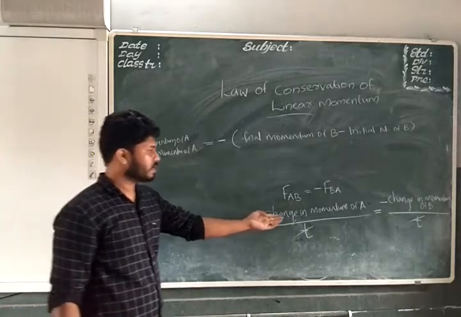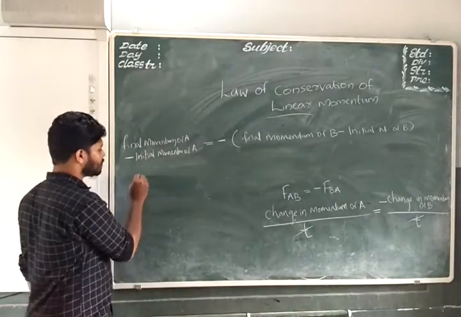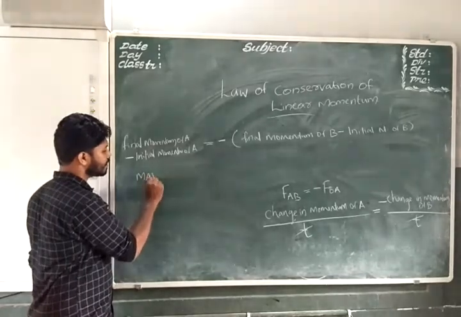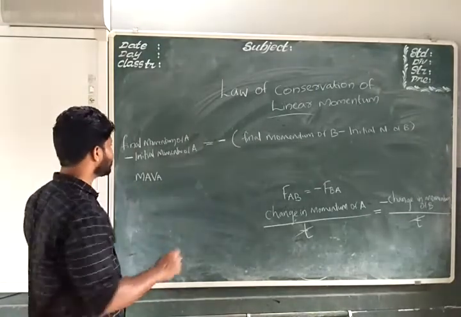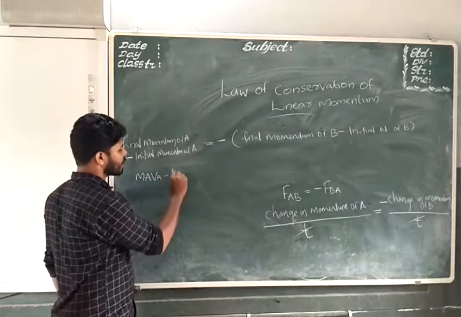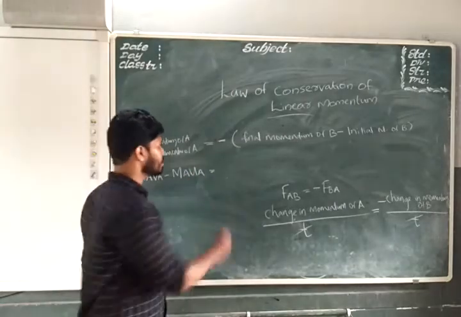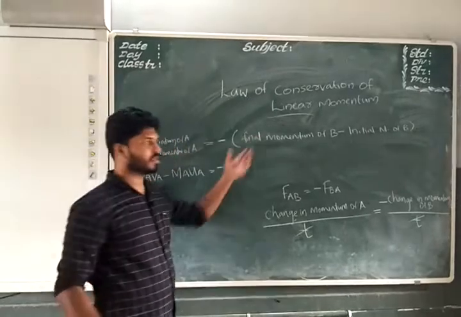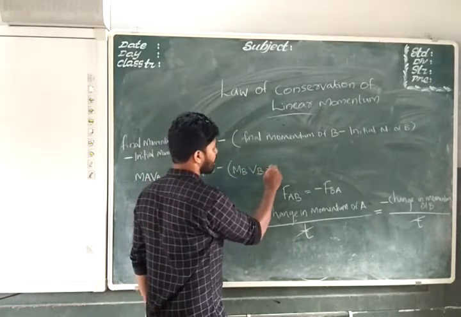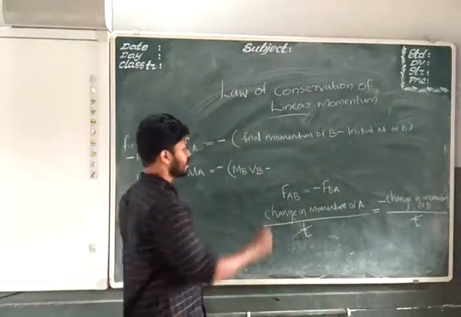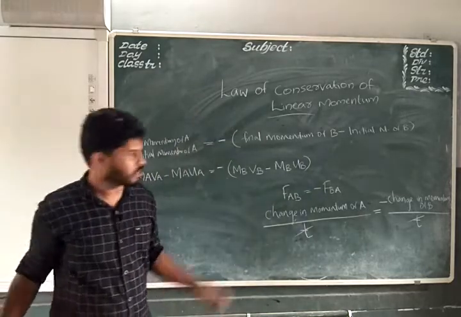So I convert this change in momentum of A into final momentum of A minus initial momentum of A. So what will be the final momentum of A? It is MA VA. Mass into velocity gives the momentum, isn't it? MA VA minus initial momentum of A, MA UA, is equal to, what is final momentum of B? We have to put this minus symbol here. What is final momentum of B? That is MB VB minus initial momentum of B, MB UB, isn't it? So now let me rub this also.